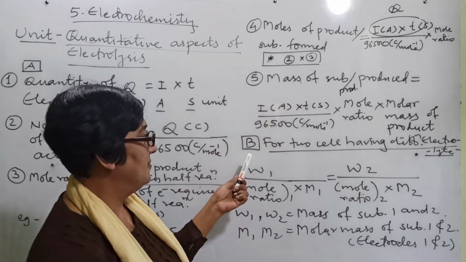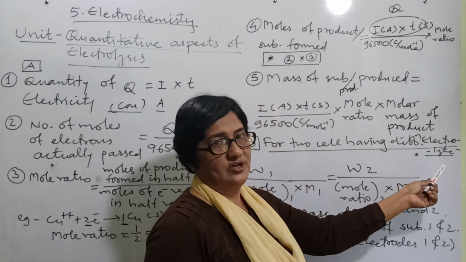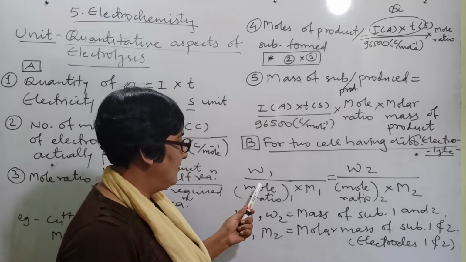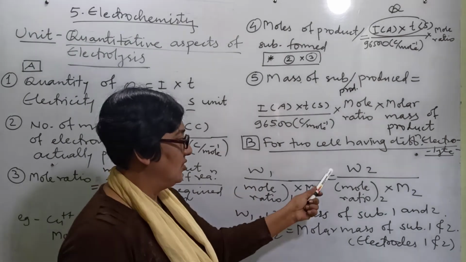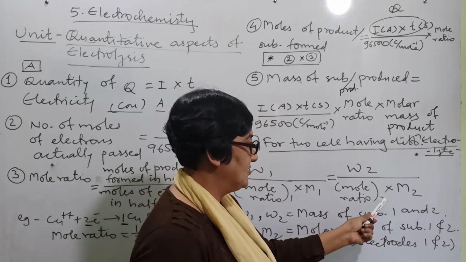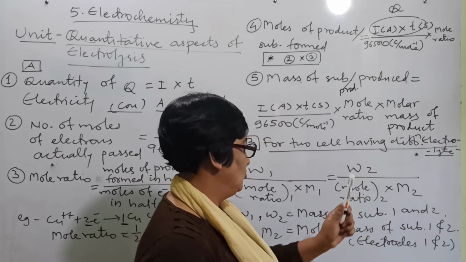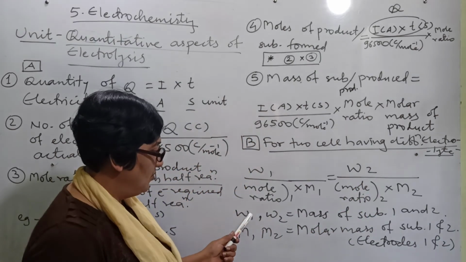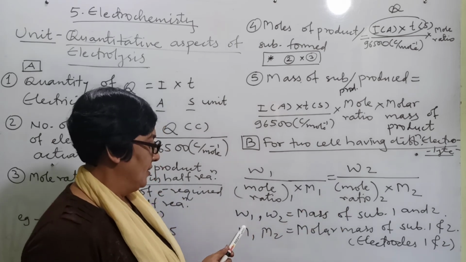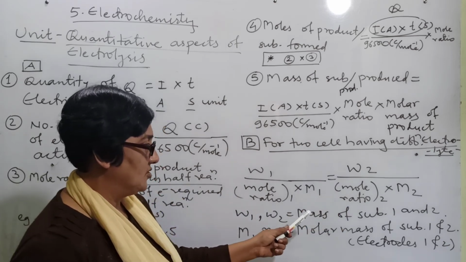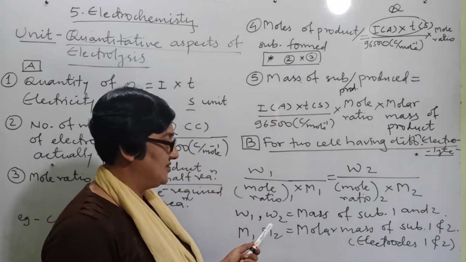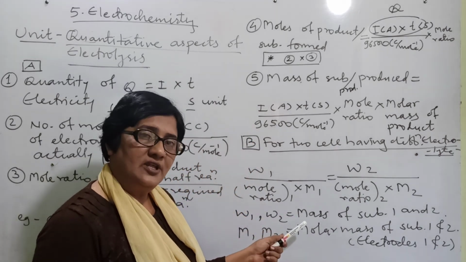The B formula is for two cells having different electrolytes when connected in series. What is the formula? W1 divided by mole ratio into M1 equals W2 divided by the mole ratio of the second substance or second electrode into M2. What are the different terms? W1 and W2 are the masses of substance 1 and 2, and M1, M2 are the molar masses of substance 1 and 2. W stands for the weight or mass of the substance and M for the molecular weight or molar mass.